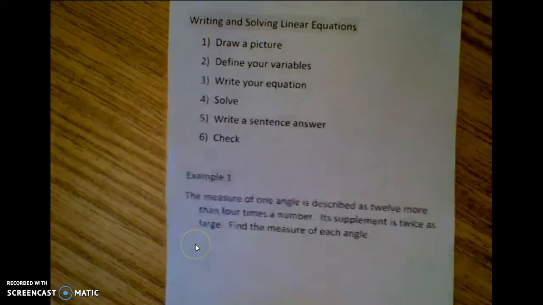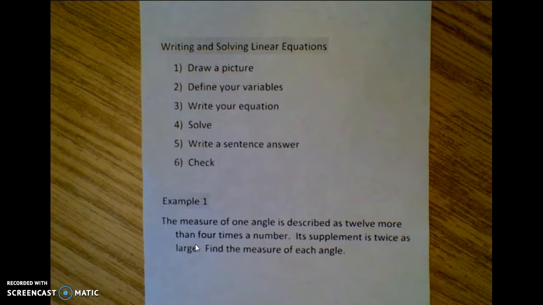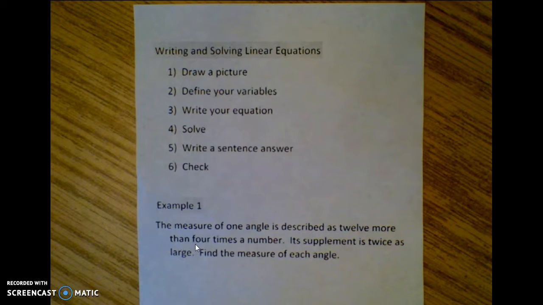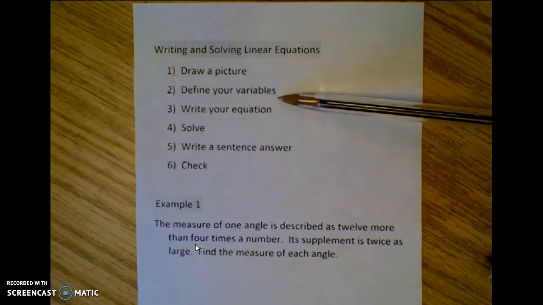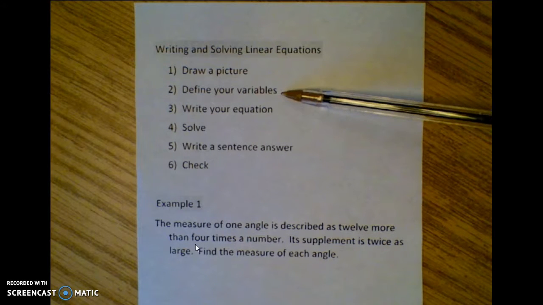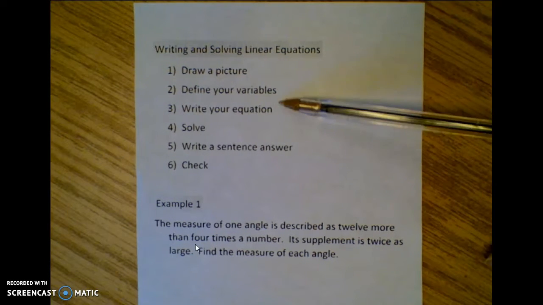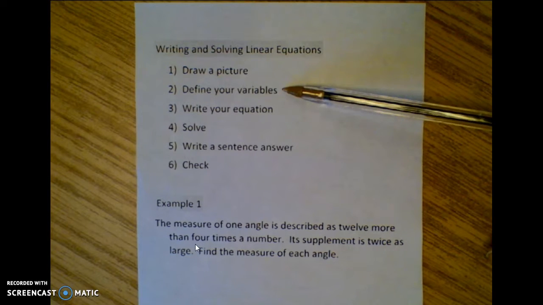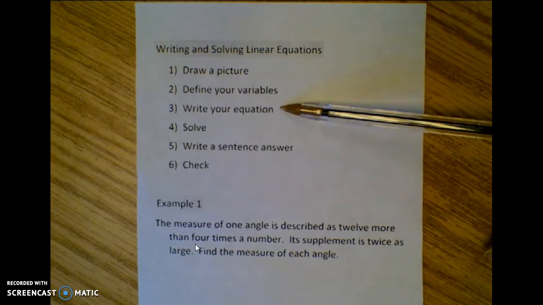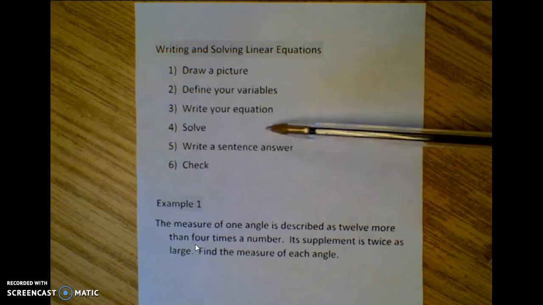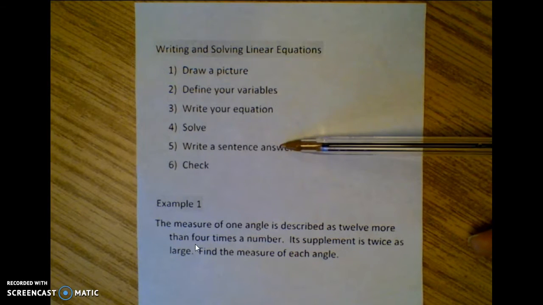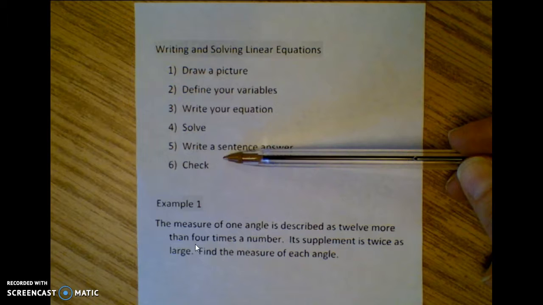Writing and solving linear equations is going to require us to do quite a few things. They're not difficult, we just have to remember to organize ourselves so that we can solve the equation correctly. The first step is to draw a picture. The second step is to define whatever variable you decide to use. So you can use x, you can use n, it's totally up to you, but you have to represent what it means. You're going to come up with an equation based on your knowledge of geometry, and there's some vocabulary words that we're going to go over. You're going to solve that equation, you're going to write a sentence answer, and you're going to check your work.